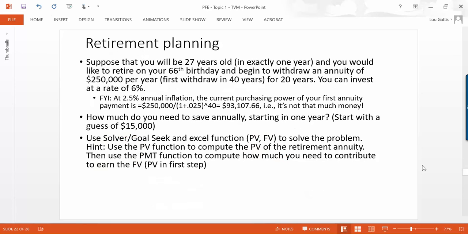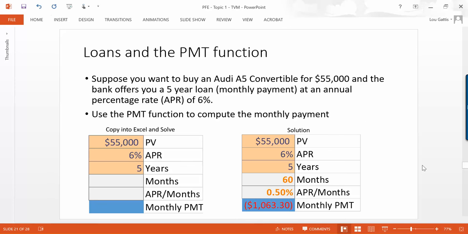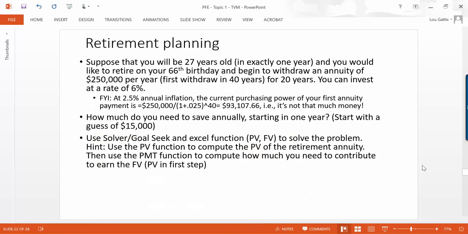And the last thing we're going to do, last two things, we're going to do a little more complicated analysis using our concepts that we've learned so far. The first one is retirement planning. Suppose you're going to be 27 and you'd like to retire on your 66th birthday and withdraw a $250,000 annuity for 20 years. So from age 66 to 85, you want to withdraw $250,000 a year to live on, and you're no longer working.